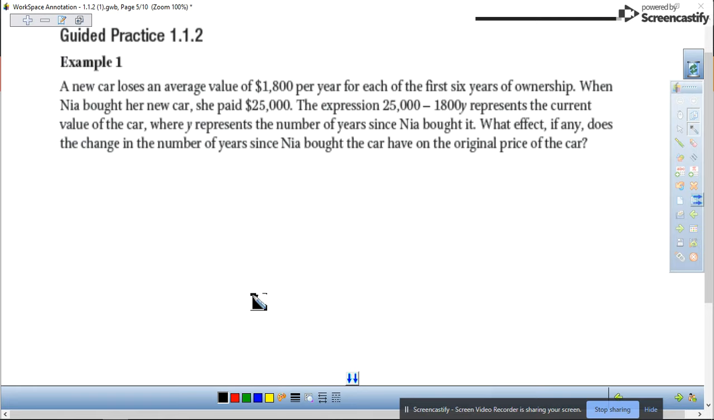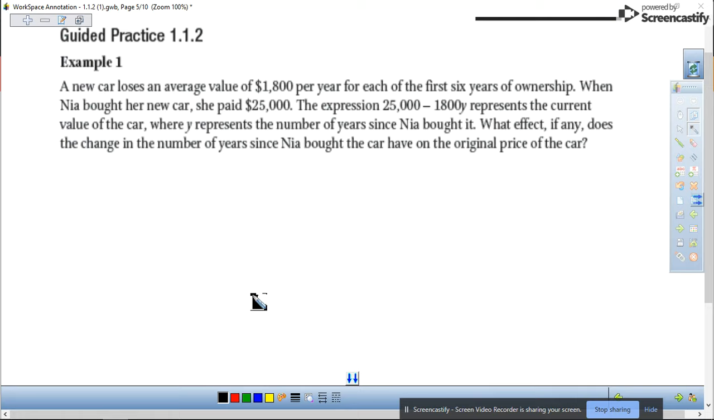So this first example, we have a new car that loses an average value of $1,800 per year for each of the first 6 years of ownership. When Nia bought her new car, she paid $25,000. The expression is given, 25,000 minus 1,800y, to represent the current value of the car, and y is given as the number of years since she bought it.